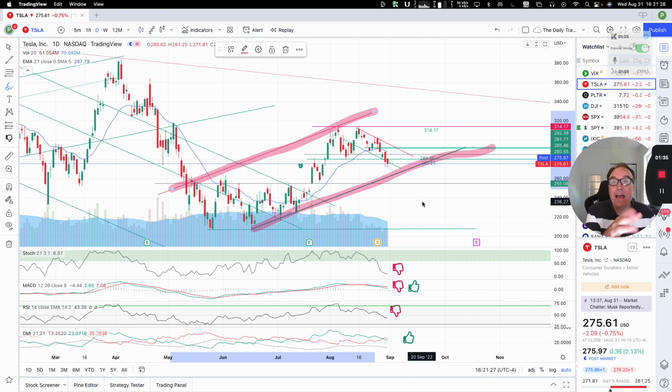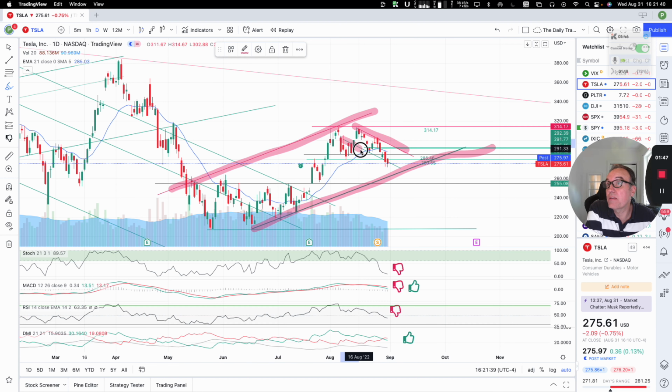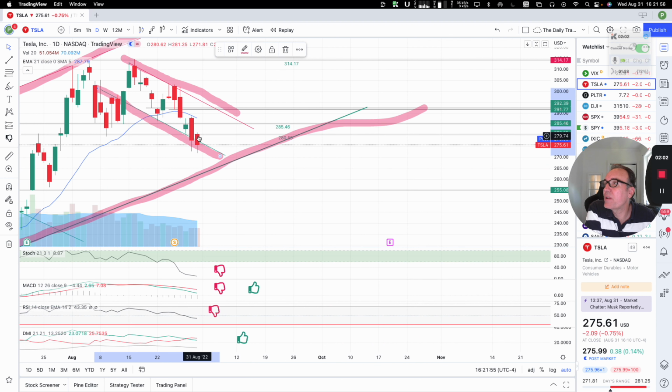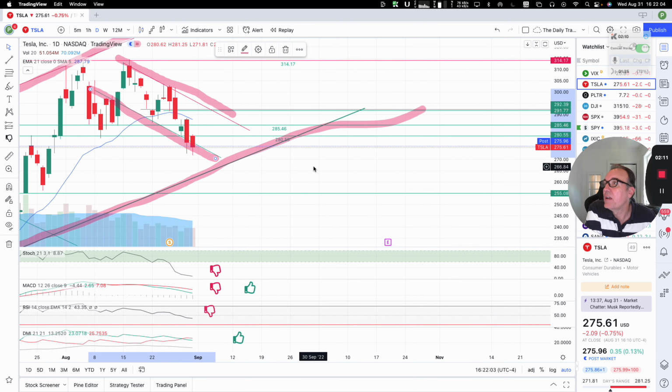The channels have different lifespan. We have this channel that started around mid-June right here. And we have the smaller channel, which is a bear trend within the bull trend channel. So right now we are in this bear trend channel. We have a red candle today. So we made a lower high and we made a lower low also. So we are still trending down.